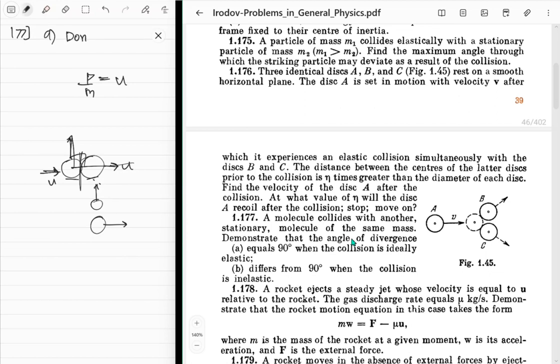A, done. Or B, differs from 90 degrees when the collision is inelastic. Oof. Well, I mean, if it was 90 degrees, then maybe we should prove that if it is 90 degrees, in that case it just is elastic, right? Nothing else. Ah, that would be so different.